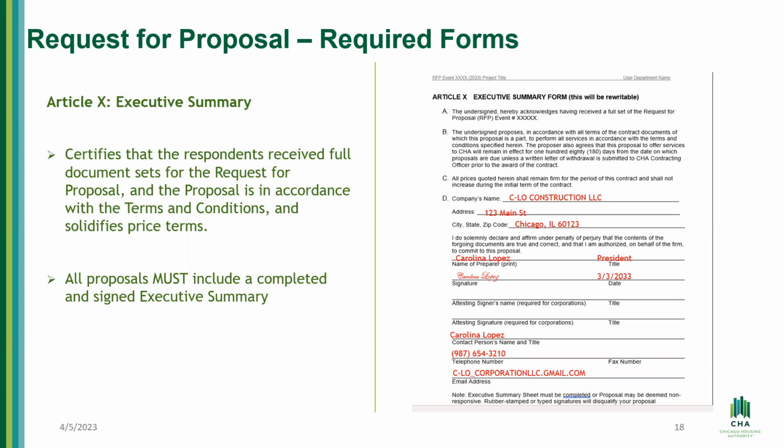Article 10 is pretty much the executive summary, and it is a form that you will need to submit. It certifies that you, as a vendor, received the full document set for the request for proposal, and that the proposal is in accordance with the terms and conditions and solidifies price terms. So you have to complete it and sign this form.